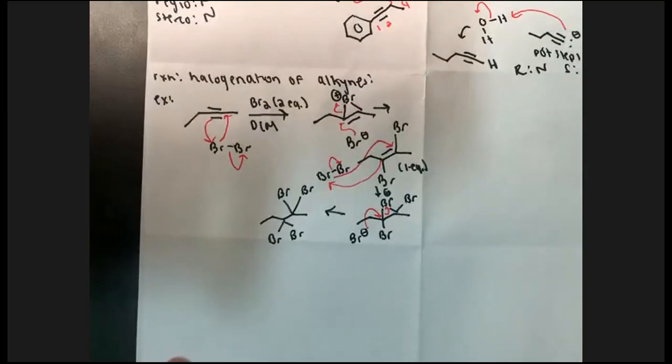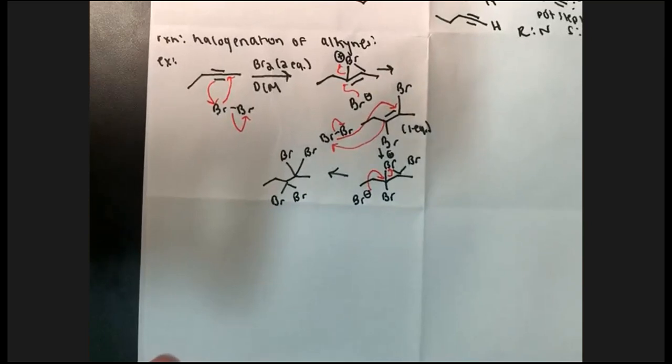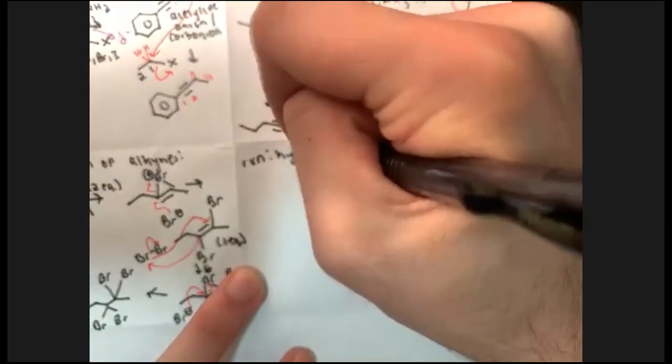Okay, so halogenation of alkynes, we've seen this before, okay? Pretty easy. Okay, next one is going to be hydrohalogenation of alkynes. So we've also seen this before.